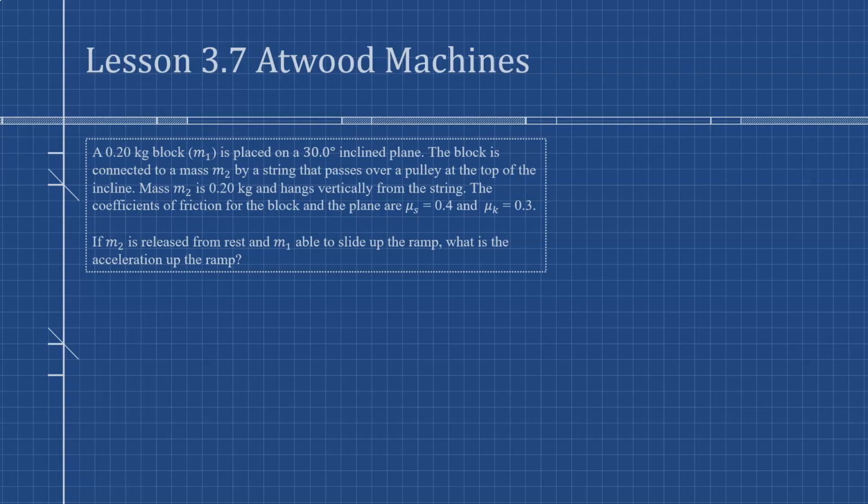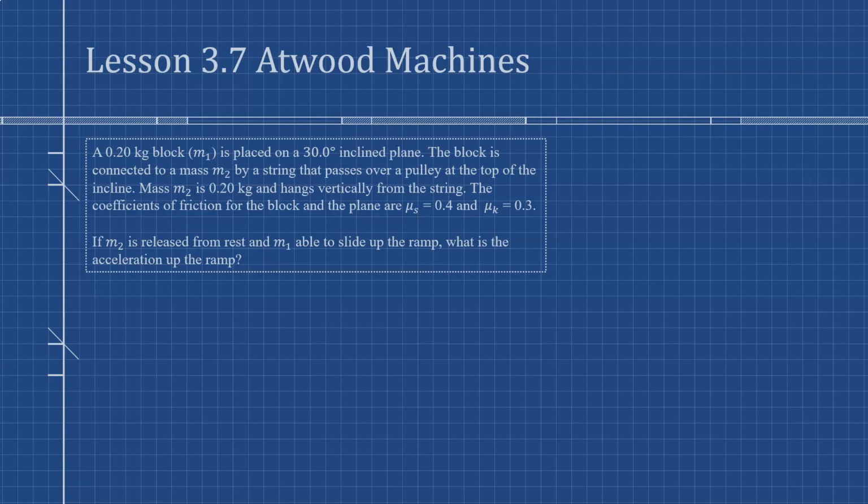We can't use both of them in the same problem. So what's it going to be? Well, let's read the next sentence. If M2 is released from rest, that phrase "from rest" makes me start leaning toward static friction, but then M1 is able to slide up the ramp. Sliding up the ramp makes me lean toward kinetic friction because it's moving.